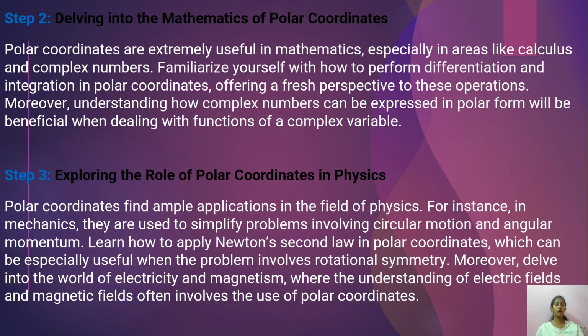Step 3. Exploring the role of polar coordinates in physics. Polar coordinates find ample applications in the field of physics. For instance, in mechanics, they are used to simplify problems involving circular motion and angular momentum. Learn how to apply Newton's second law in polar coordinates, which can be especially useful when the problem involves rotational symmetry. Moreover, delve into the world of electricity and magnetism, where understanding electric and magnetic fields often involves the use of polar coordinates.